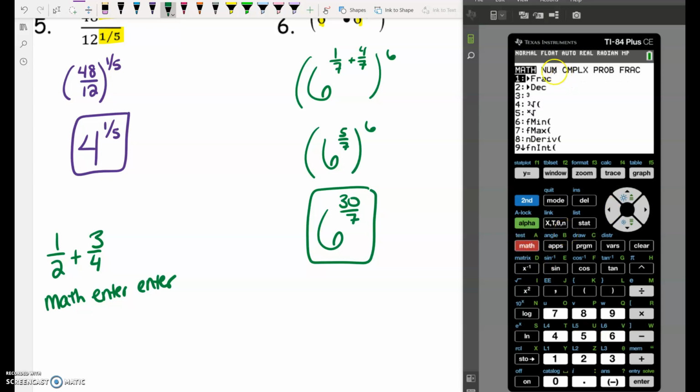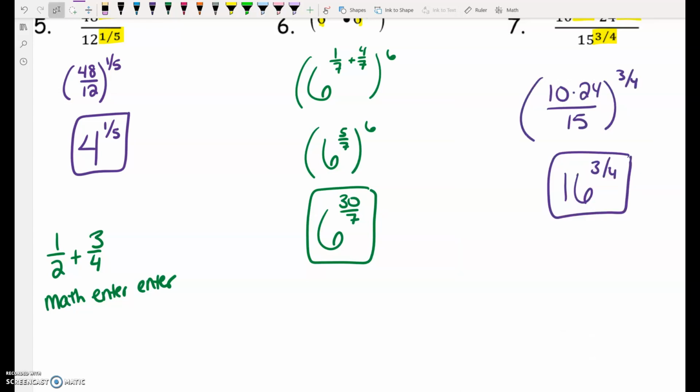the math button gives you a bunch of options. The first option is change to fraction. You push enter and then you tell it, yes, change 1.25 to a fraction, and then it gives you that fraction. So math, enter, enter is the keystroke for the graphing calculators.